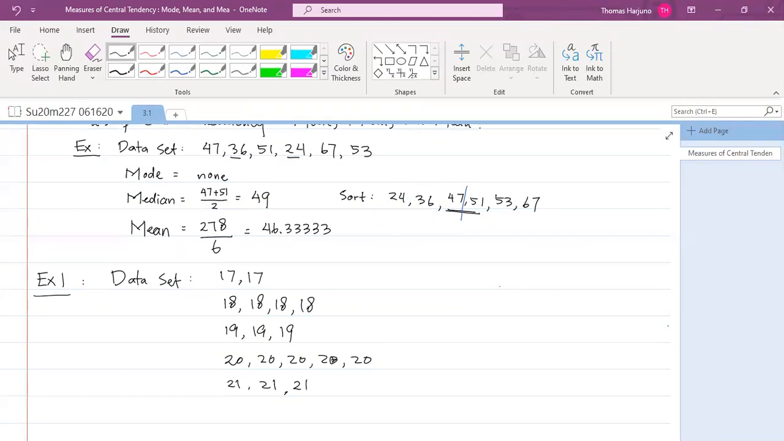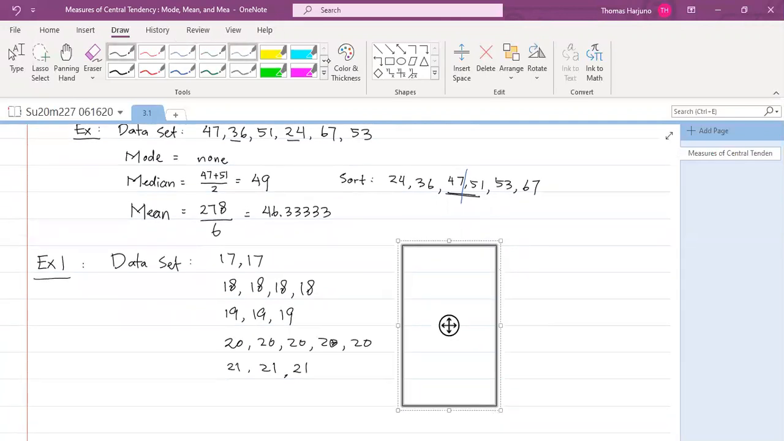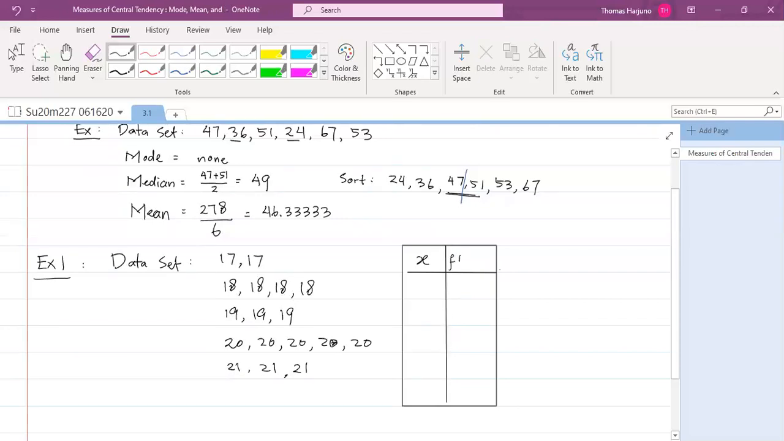I even group it. Now, instead of dealing with it directly like this, we prefer to convert that into a frequency distribution. And when we say frequency distribution, it is a table of two columns. The first column is the data. We just call that X if they are numerical. And the second column is the frequency, which we usually just shorten to F.